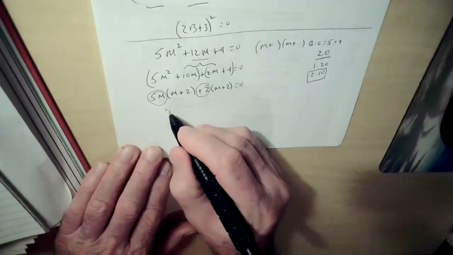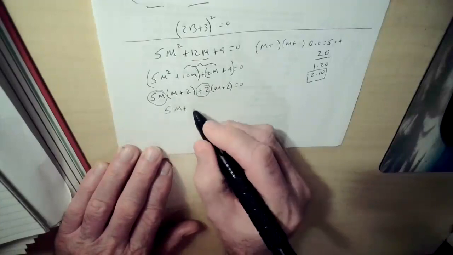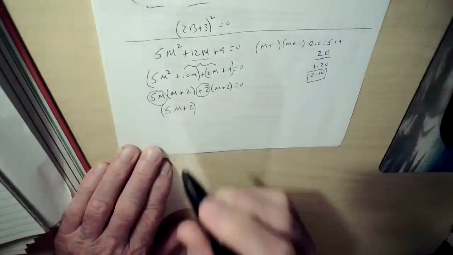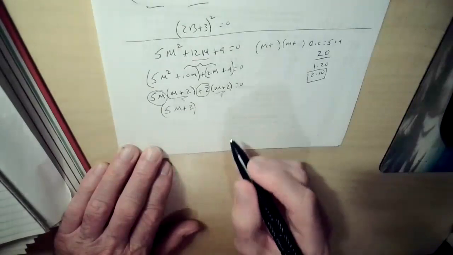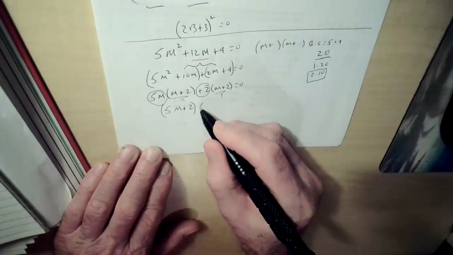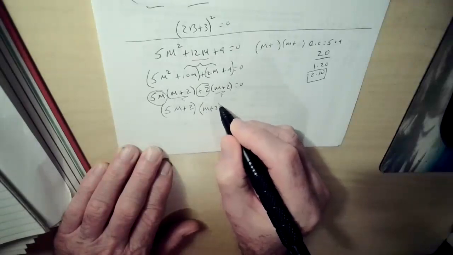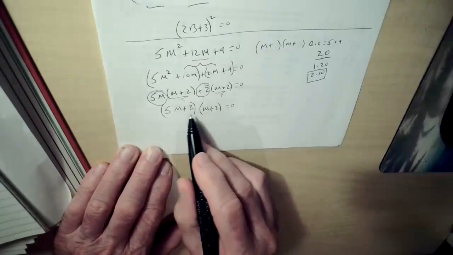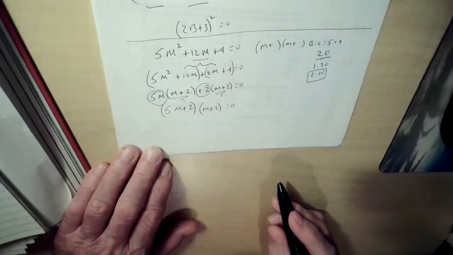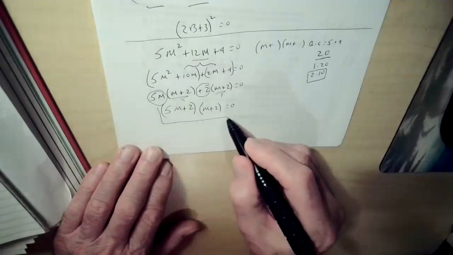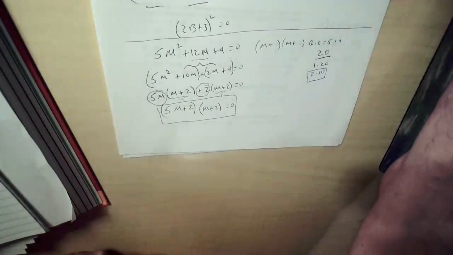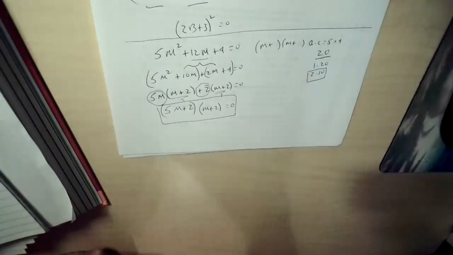Okay, now we do this and this. 5m plus 2. And again, oh, I forgot. Remember, these two have to be the same, and they are. Plus 2. And you don't put a plus or a minus in here. Remember, we're multiplying these two. Okay, so that's our answer. Right.